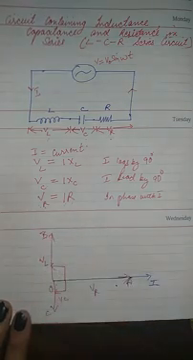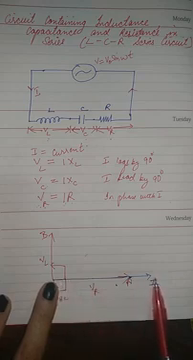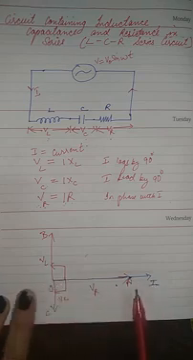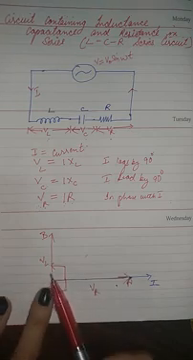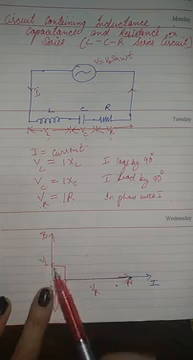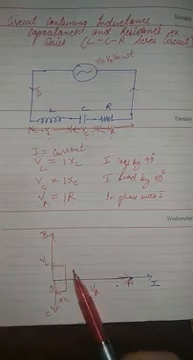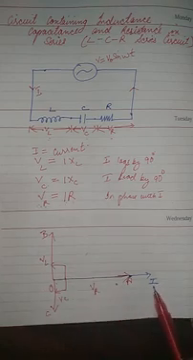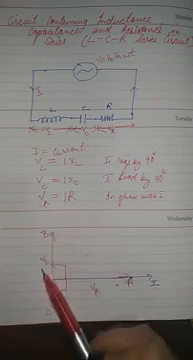Now, for resistance, voltage and current will be in the same phase, so it will be in the same line. For capacitance, voltage lags by 90 degrees, so it will be 90 degrees behind. And over here, for inductance, voltage leads by 90 degrees, so it will be 90 degrees forward. So these are the four vectors. The first vector is I, that is current. Another vector is VR, another is VC, and another is VL.